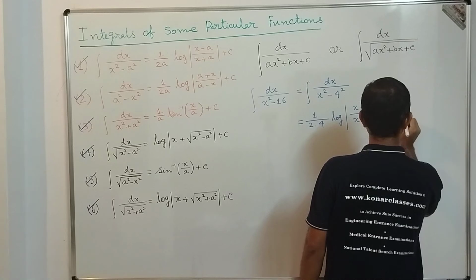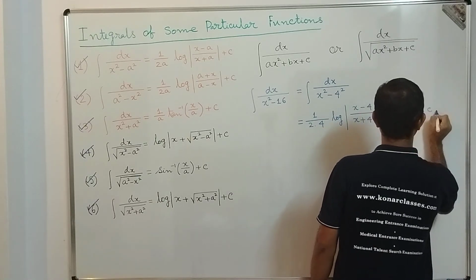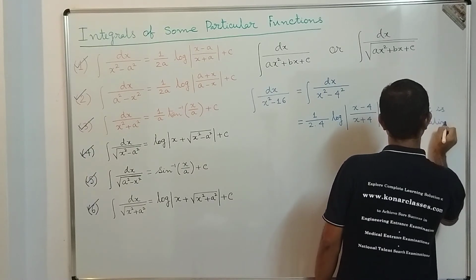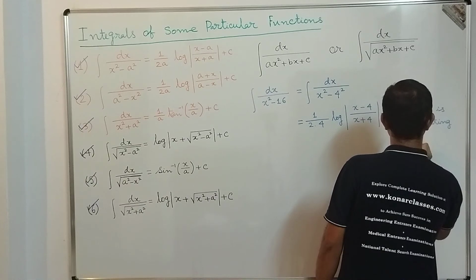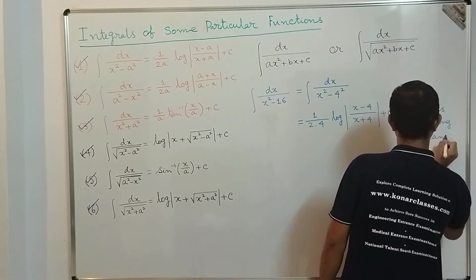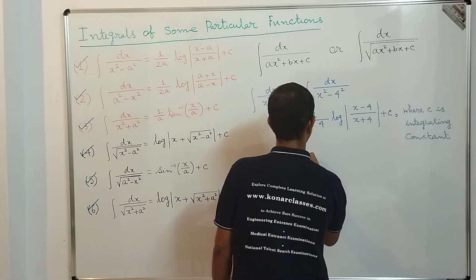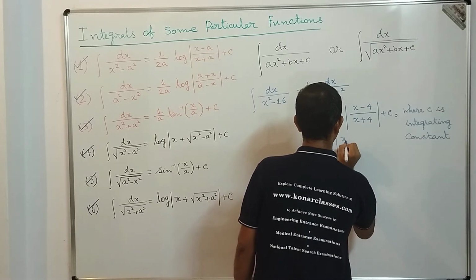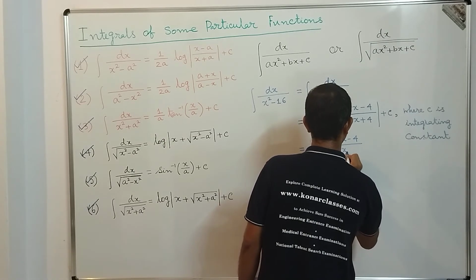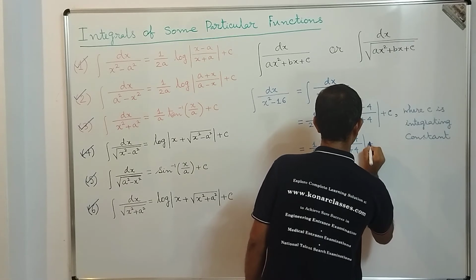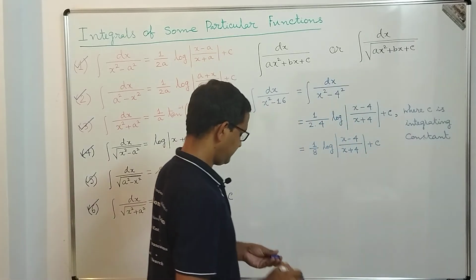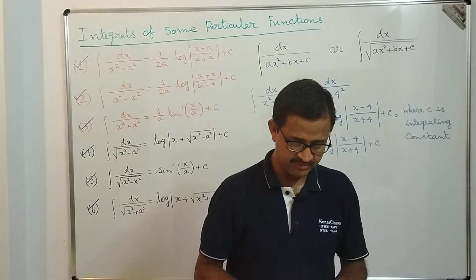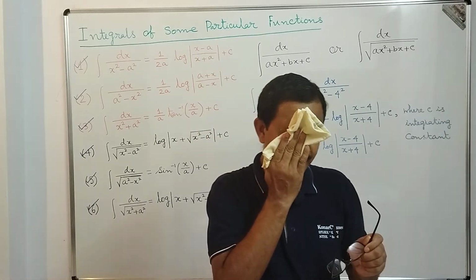Where c is the integrating constant. So this is equal to 1 by 8 into log mod x minus 4 divided by x plus 4 plus c, and this is the value of the required integration. So dear students, I hope you get a very clear idea about how to solve this kind of question.